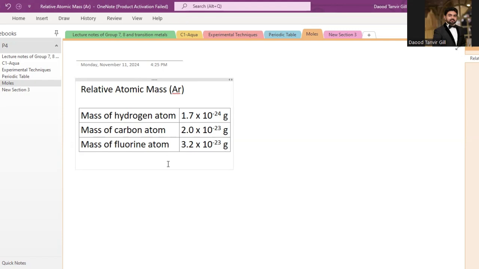As you can see, these are very small. So it is much more useful and convenient to measure the masses relative to each other. And for relative masses, we use the mass of carbon. As you all know that the relative atomic mass of carbon is 12. You can also see from the periodic table.